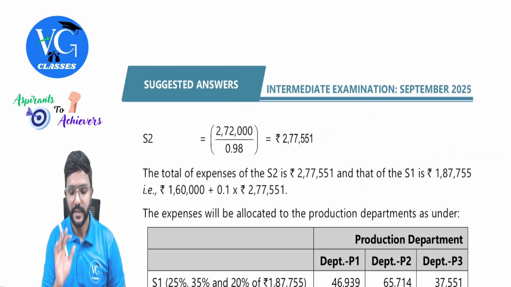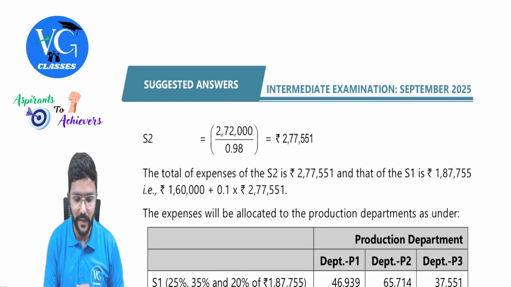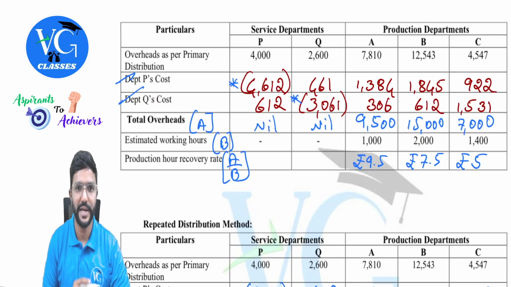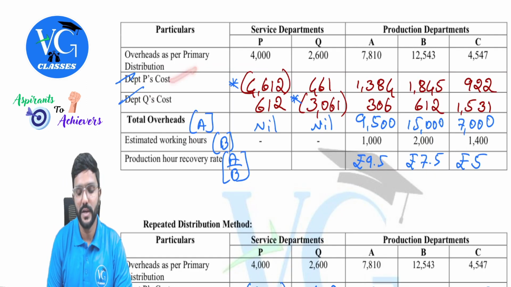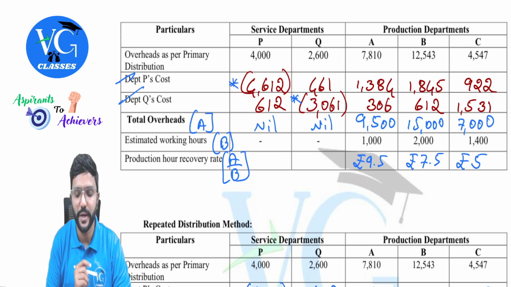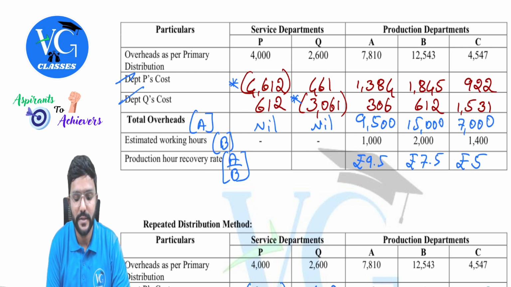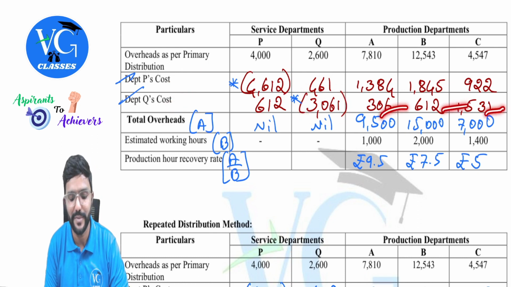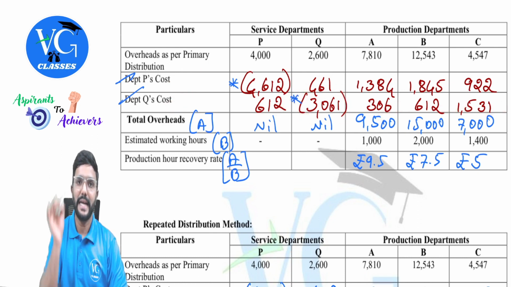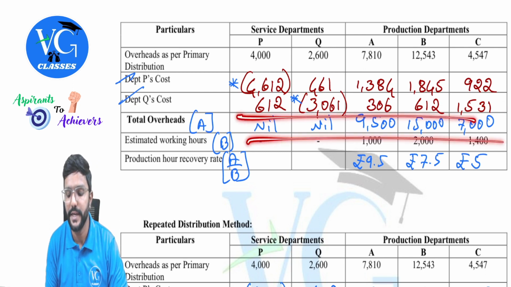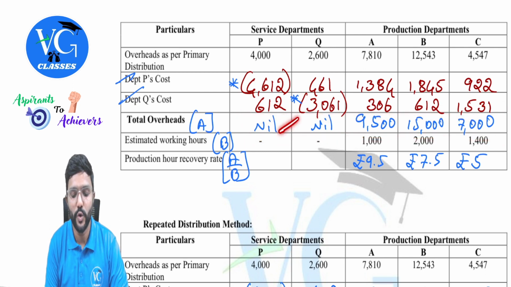Once we get this, what we normally do is this calculation, guys. We take the service department cost, that is the total cost we got using the equation, and apportion it to the service departments as well as the production departments. So this is the cost of department P, and the same way, this is the cost of department Q. We apportioned it to A, B, C production departments as well as the service departments. At the end of secondary distribution, we get the total cost of service departments as nil, because we have apportioned it fully.